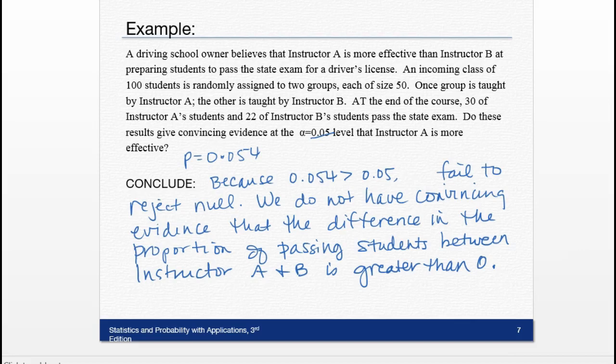Remember that the difference in the proportion of, all of this business right here is restating your alternative hypothesis. So don't make it anything else, just restate it in words. Okay? So that gets you through a 4-step process using 2 proportions. Hope that makes some sense, and we'll see you in class.